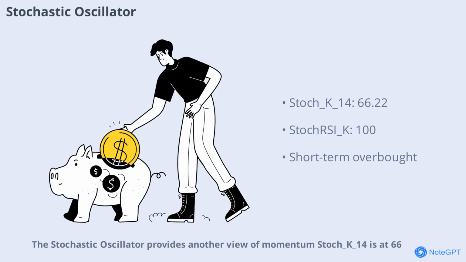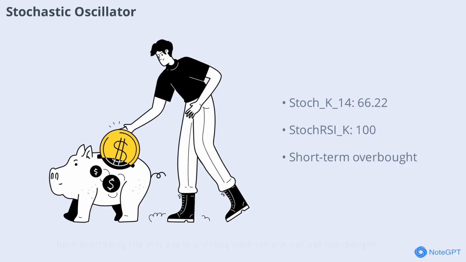Stochastic oscillator provides another view of momentum. Stock K14 is at 66.22 and stock D14 at 58.78, both indicating the stock is in a strong position but not yet overbought. Stock RSIK is at a maximum 100, which is a clear sign of overbought conditions in the very short term. These readings suggest that while momentum is strong, a pause or correction could be on the horizon.